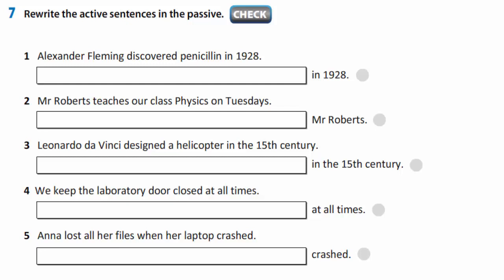We keep the laboratory door closed at all times. The laboratory door is kept closed at all times. Anna lost all her files when her laptop crashed. All Anna's files were lost. Write this sentence in your copybooks.